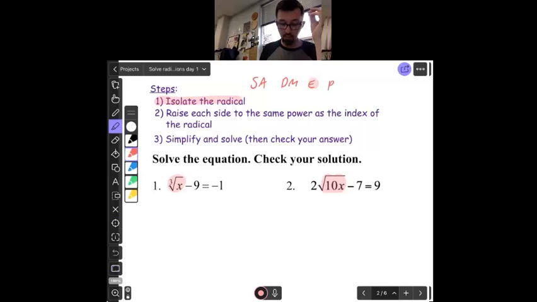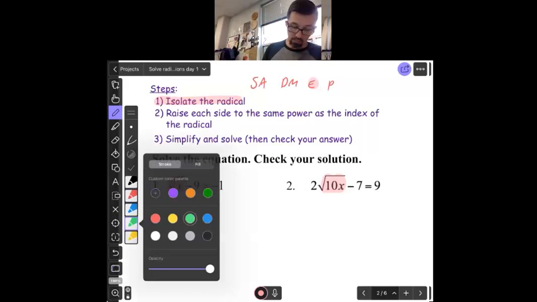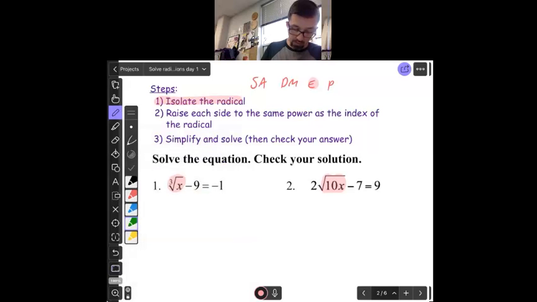So if we just think that way, instead of having to memorize steps, it's just something we've seen over and over again. How do I solve this equation? I look on the outside of the radicals for any subtraction or addition first. Well, lo and behold, there's some subtraction. How do I get rid of subtraction? I add. So if I add 9 to both sides, that gives me the cube root of x equals 8. So our radical is isolated.